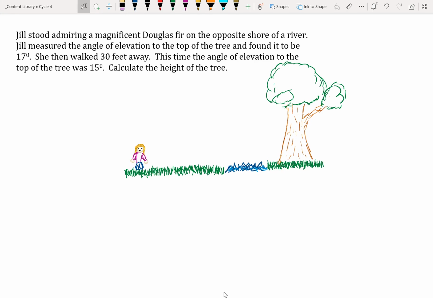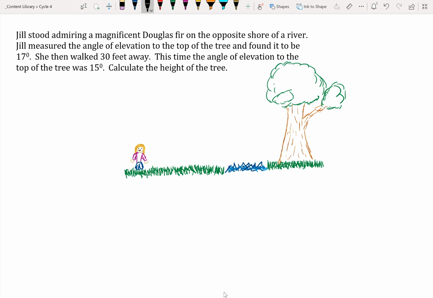The big difficulty with drawing these is that we're not dealing with right angle triangles anymore. So in this question, Jill stood admiring a magnificent Douglas fir on the opposite shore of a river. Jill measured the angle of elevation to the top of the tree and found it to be 17 degrees. She then walked 30 feet away, and this time the angle of elevation to the top of the tree was 15 degrees. Calculate the height of the tree.